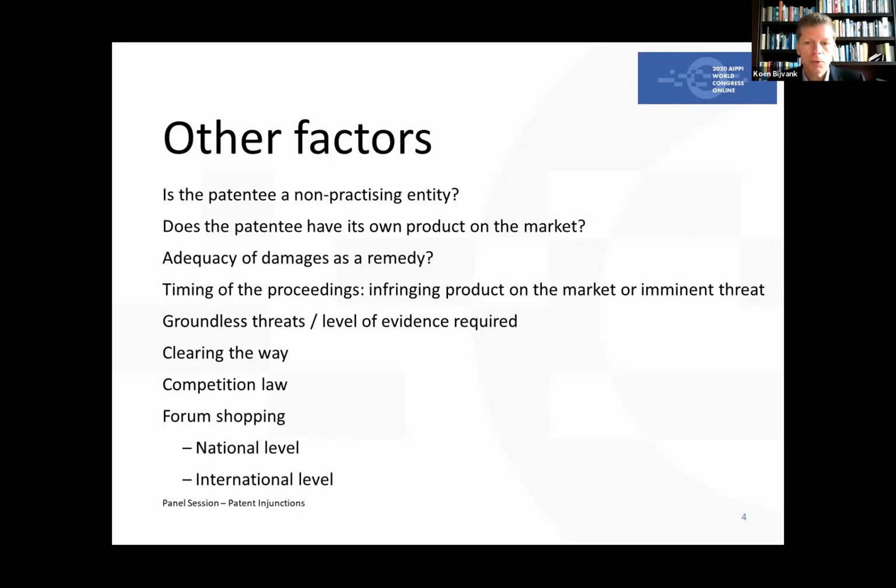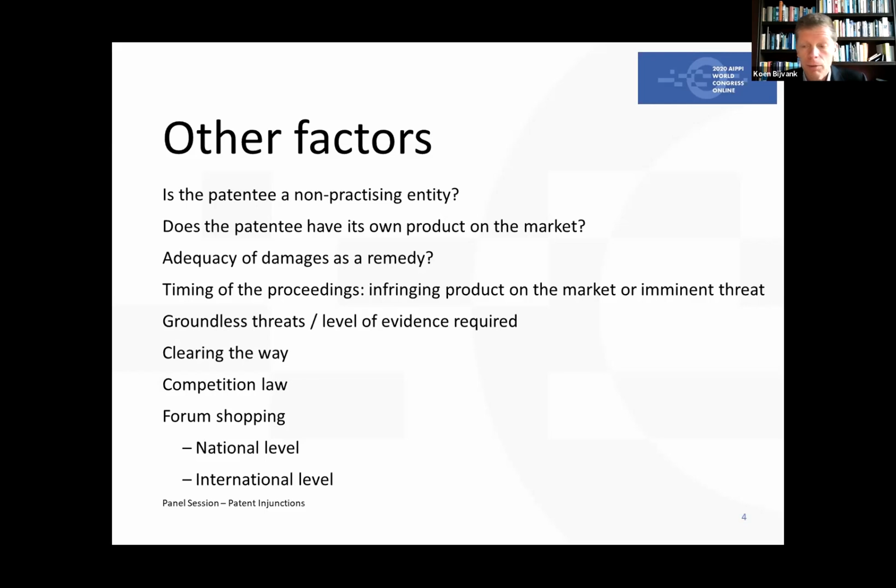I'm going to ask each of you, perhaps as a final comment, to look at these other factors, and I think some of them have been mentioned briefly already. For instance, one of the questions that we received is whether or not it makes a difference if the patent is licensed or exclusively licensed. I think that goes to the first question on this slide. For instance, the situation where the patentee is a non-practicing entity, they don't have their own product on the market, and how that weighs into the balancing of the interests in granting an injunction, and whether or not perhaps damages might be also an adequate remedy.